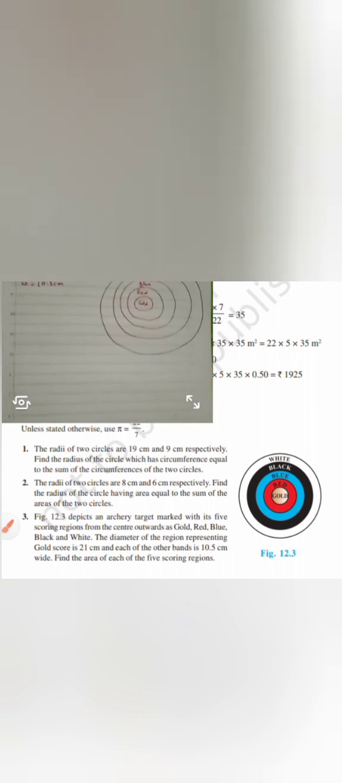So now you see that I have drawn the same thing over here, and I hope this is very clearly visible to you. Okay, now how will I solve this is the question. What I will do is first find the area of gold. Area of gold is what? Pi into 21 by 2 the whole square. Right? So what is it equal to?